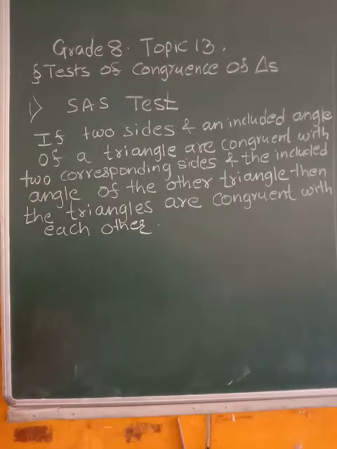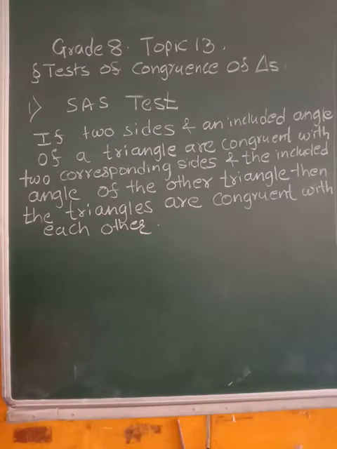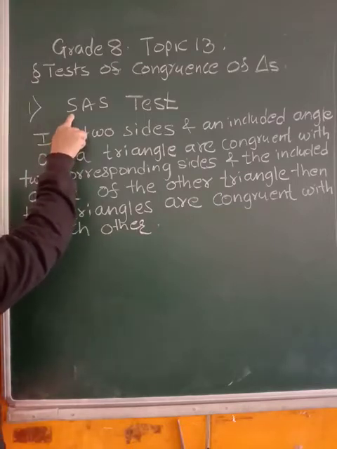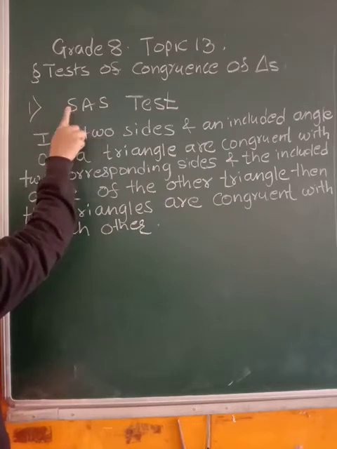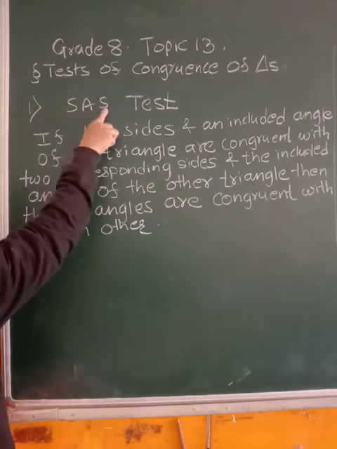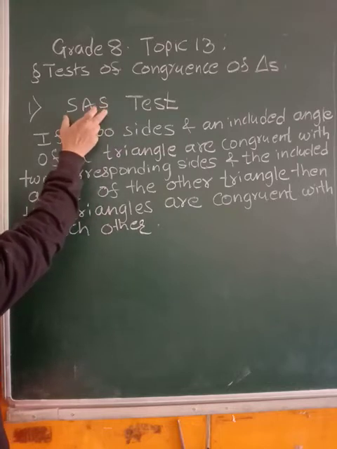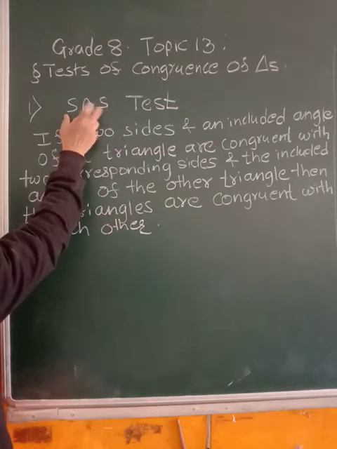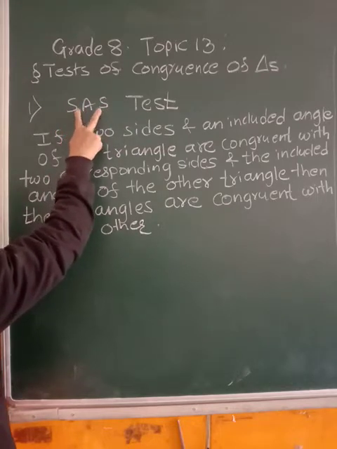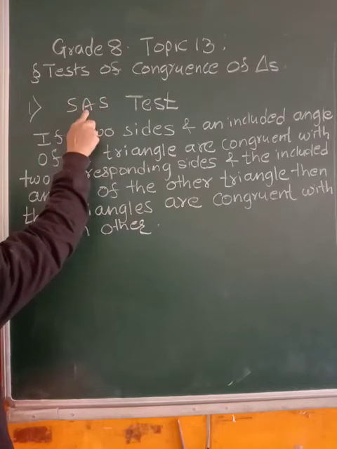Now look at the first test of congruence, and that is the SAS test. Now see students, what is S? S means side and A means angle. It is the side, angle, side test. Two sides, and these two sides are making one angle, that is the included angle.